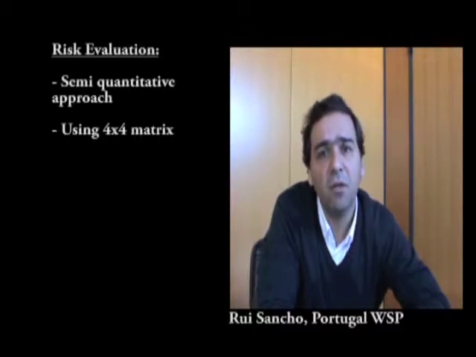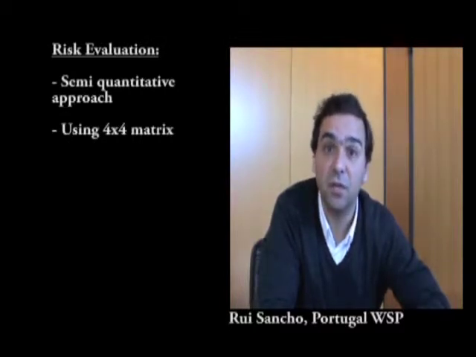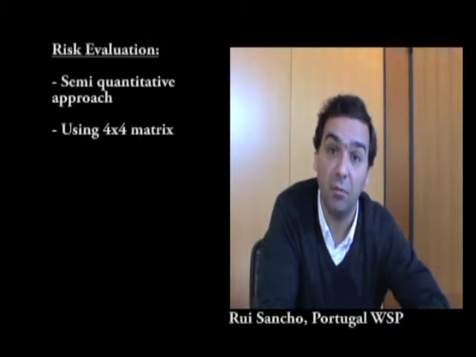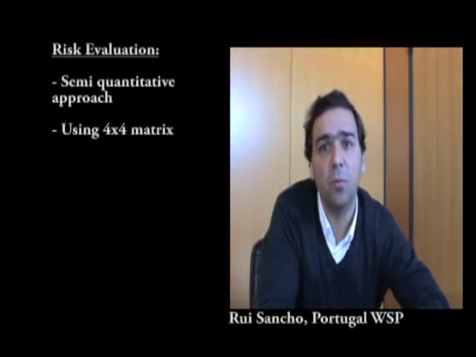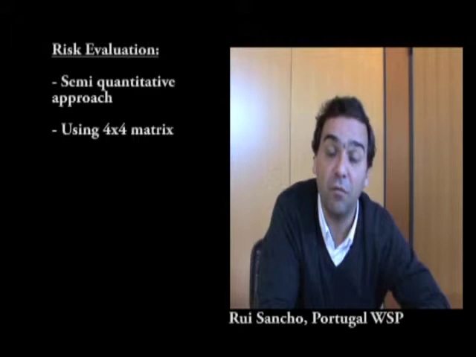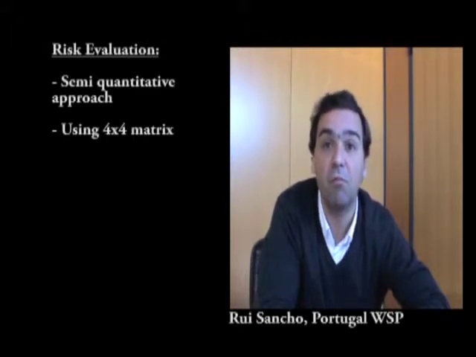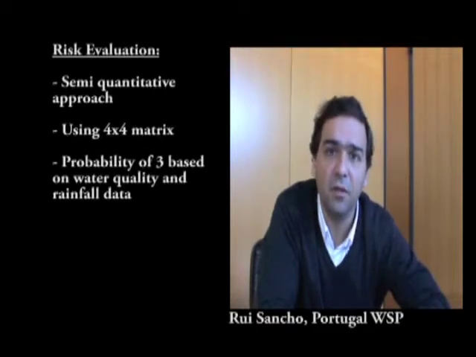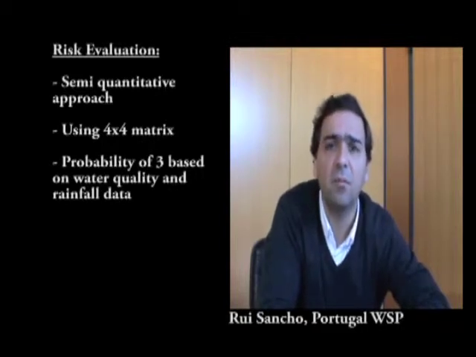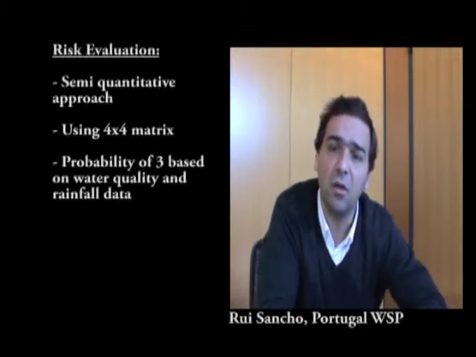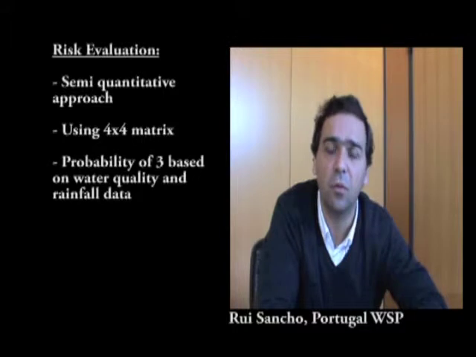The risk evaluation that we made followed a semi-quantitative approach, as discussed in the WSP manual in Module 4. However, the risk matrix that we used was not a 5x5 matrix, it was a 4x4 matrix. Using this approach, we scored a probability of 3. We decided on 3 due to the water quality data that we had, the rainfall data, and the number and dimension of the untreated domestic wastewater releases into our surface water.